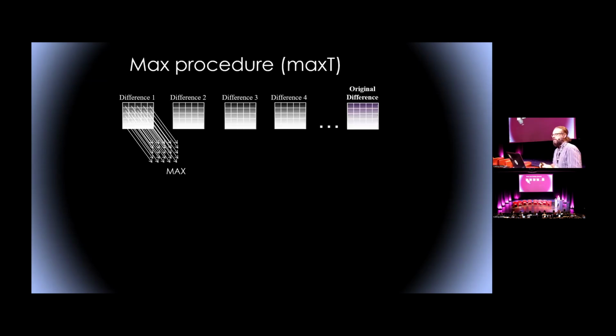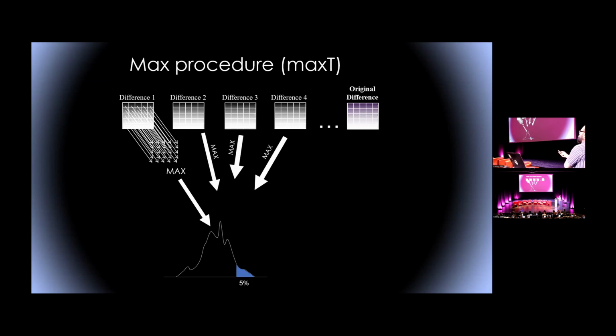So the MAX method, represented here, is conceptually different. It's that we have our difference for every single time frequency point here, and we're not going to build a distribution for every single time frequency point independently.